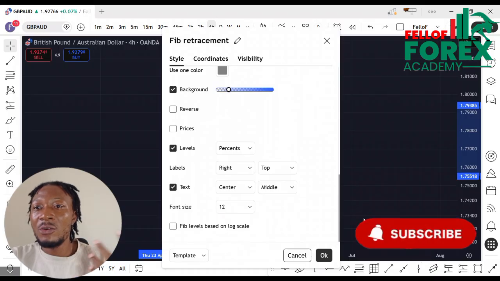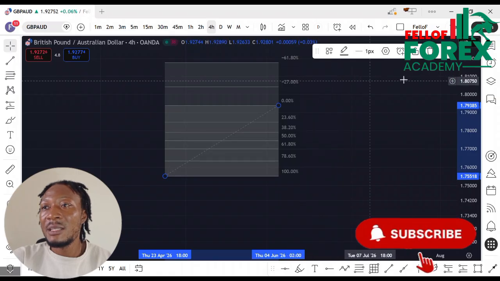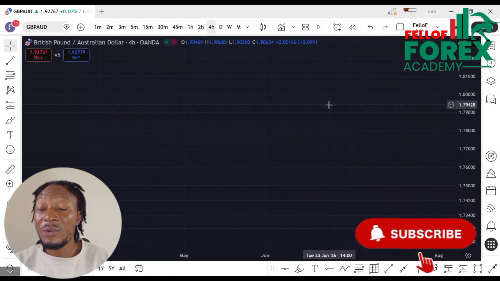Okay, so you can watch the video over and over again and just copy everything you see here and put it on your own chart if you want to use the same levels I use. Okay, now let me guide you on how to use the Fibonacci on the charts.